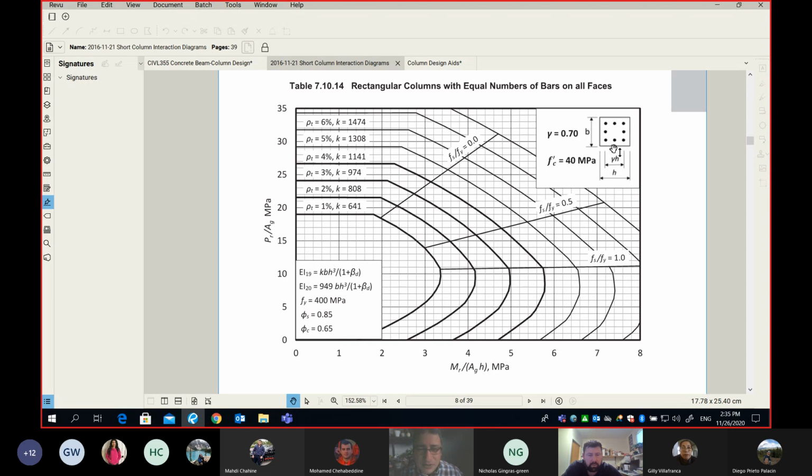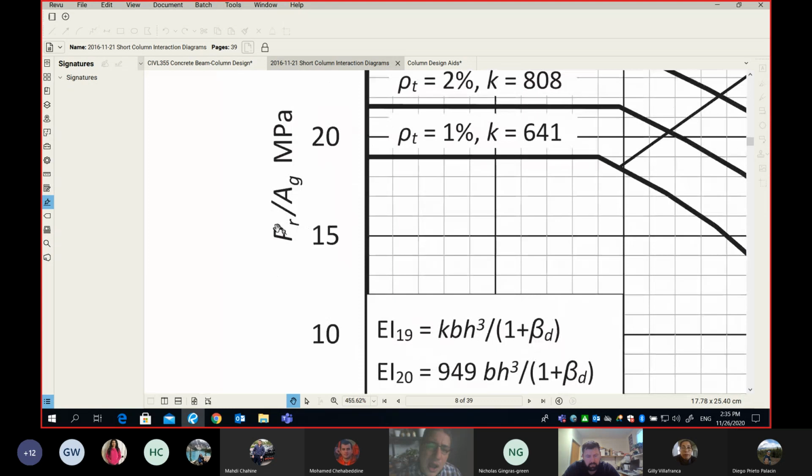I know the shape of the interaction diagram looks scary, but I'm going to show you how easy it is to use. Before I do that, I want you to understand the numbers on the screen. On the y-axis, I'm going to zoom in. What is on the y? Very simple. It is your Pf or Pr divided by the gross area. So you need to prepare this number: divide the Pr or Pf by the gross area.